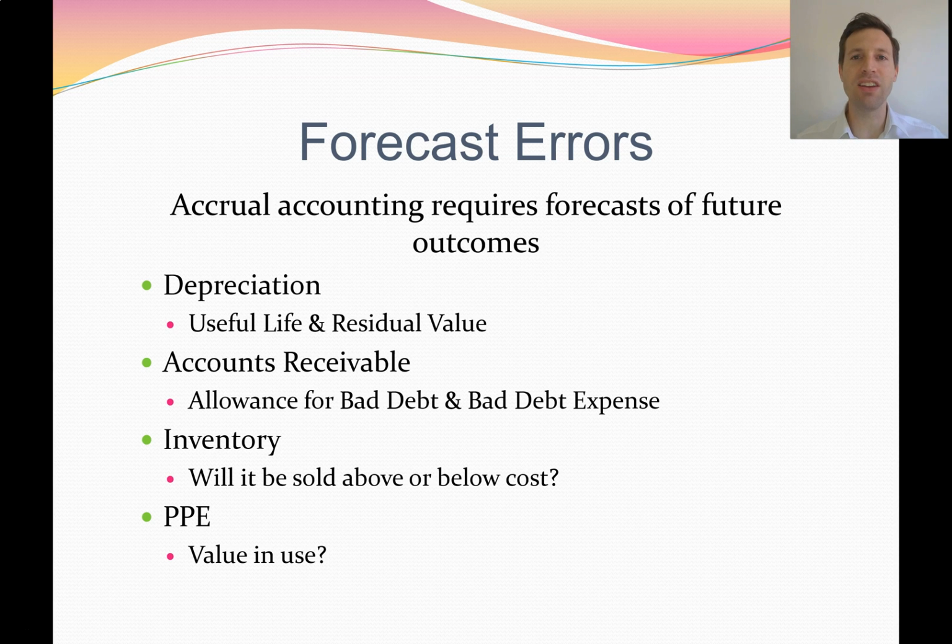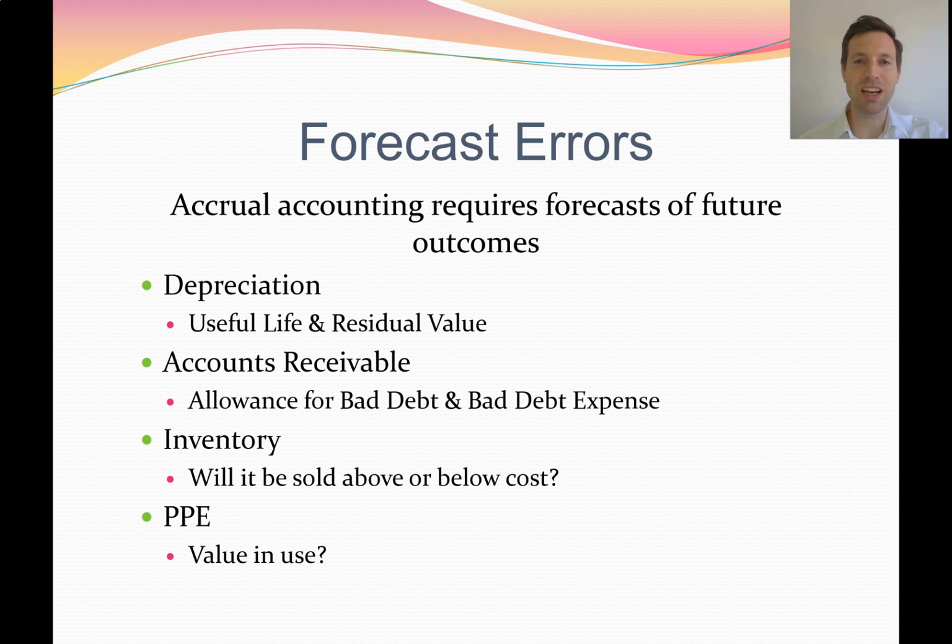Another case of accounting quality potentially being misleading is when forecast errors occur. Accrual accounting requires us to forecast all sorts of future outcomes. Some of the ones you will remember from your introductory accounting subjects would be things like depreciation. To record depreciation, you need to estimate what's going to happen in the future. You need to be able to predict the useful life of an asset, and you need to be able to predict the residual value of that asset as well. So these are forecasts of future value for the asset, and you're going to make mistakes with these.